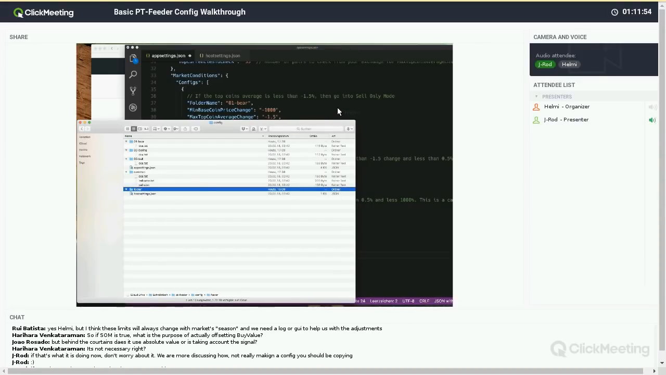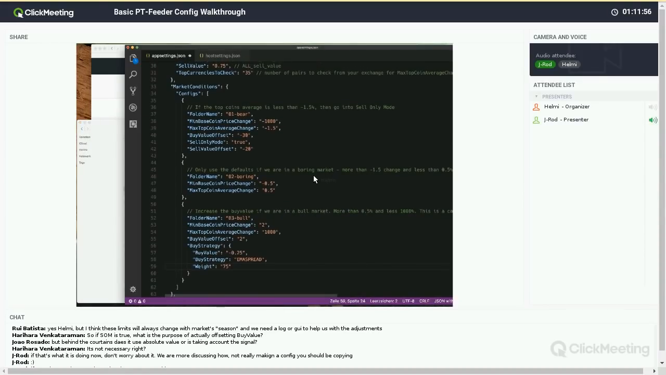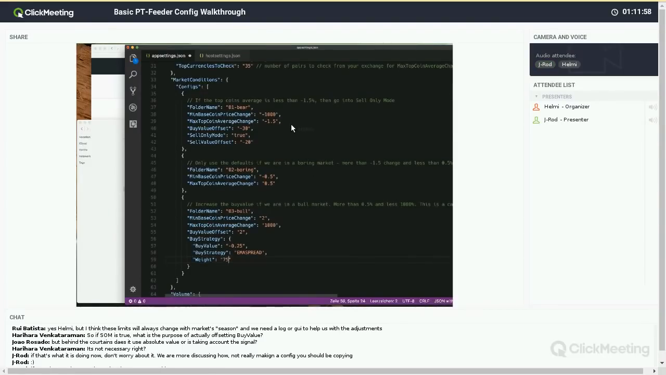But then, this is probably it for the market conditions. Just to sum it up quickly, choose either one or both of min base coin price change or max top coin average change. Decide how you want to go with your market condition selection, and use these values to offset whatever you set before for all pairs.